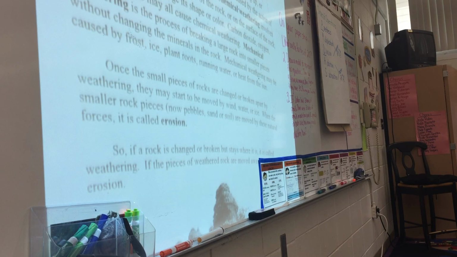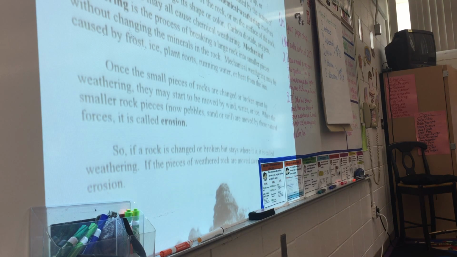Make the rock change its shape or color. Good job. Who wants to read next? Right here. Read loud. Oxygen, carbon dioxide, water, and acids make all called chemical weathering. Good job.